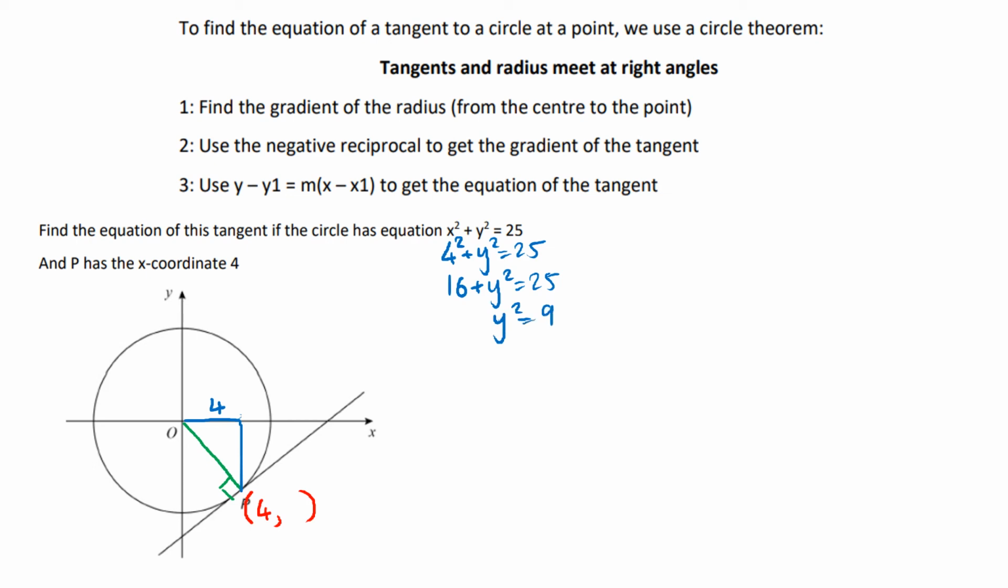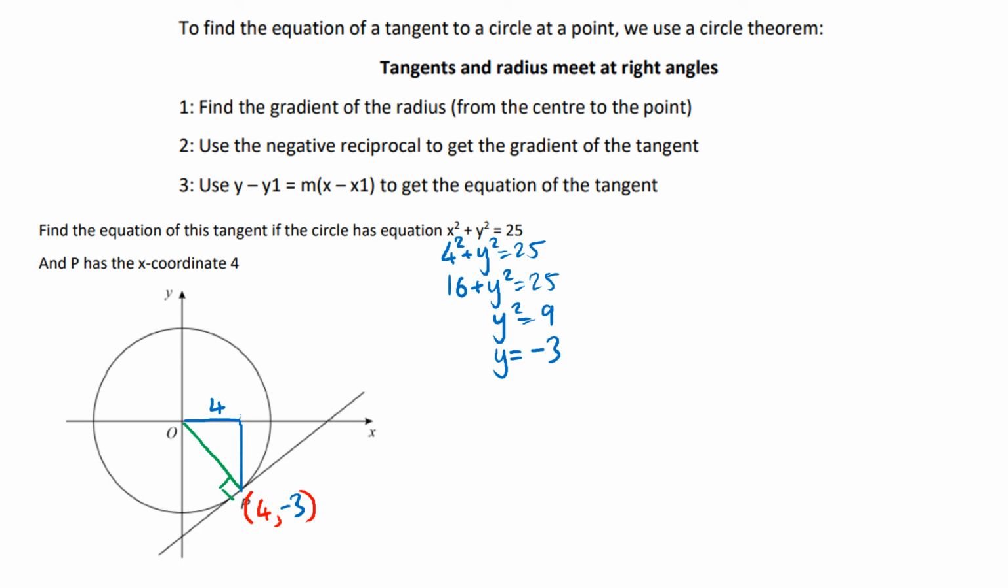Now, what can we do with that? Well, square root, obviously. But would it be true to say y is equal to 3? Could this coordinate be 4, 3? And the answer is no, because look where it is. It's below the x-axis. So we're actually going to take the negative square root and say that y is minus 3. This is combining, obviously the algebra says the answer could be 3, but the graph shows that it's got to be the negative square root that we take.